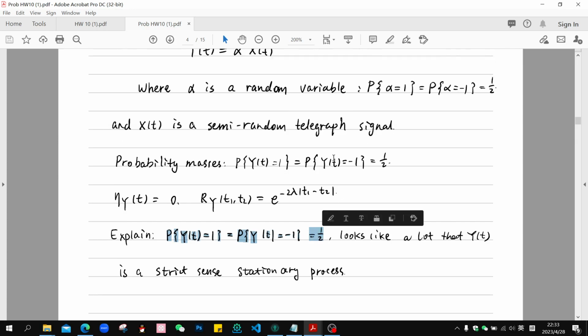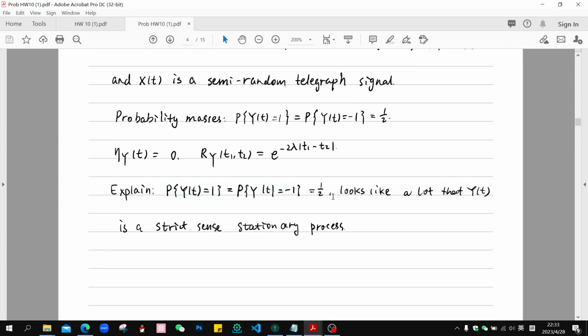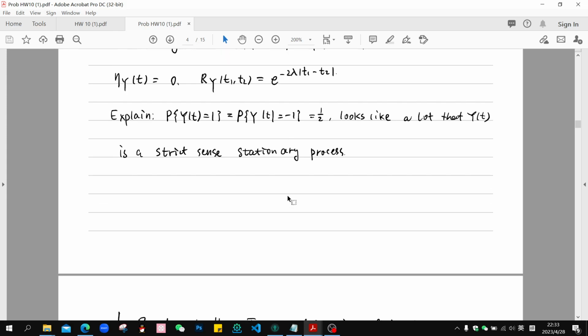With the probability mass, it looks like y(t) is a strict sense stationary process because this does not change with a time shift. This is constant.